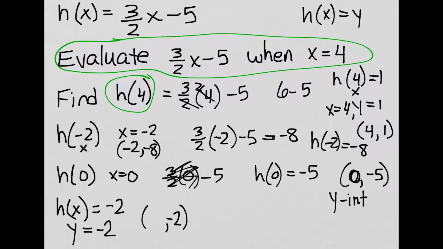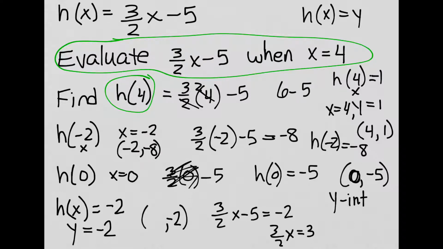We know that the whole thing equals -2. Right. The whole thing, 3/2 x minus 5, equals -2. Now you have an equation you can solve. Let's add 5 to both sides, and we get, sorry, I'm running out of room, I'm trying to squeeze this in down here, 3/2 x equals 3 if you add 5 to both sides.